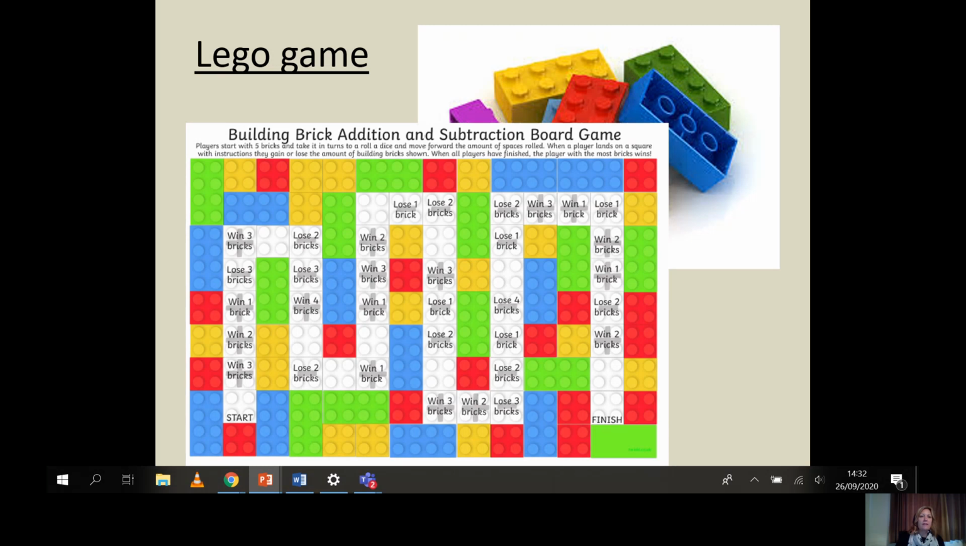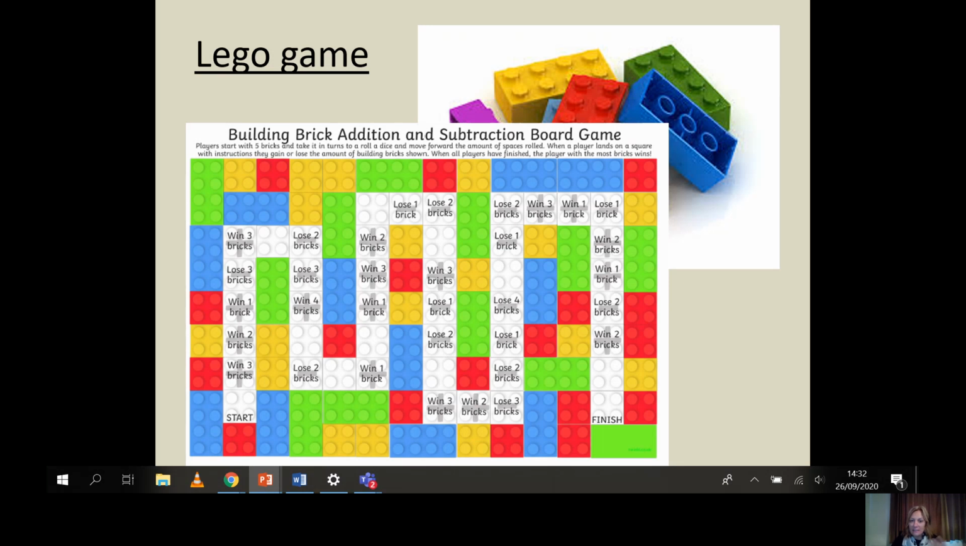Will also be sent to you. So you start with 5 bricks each and take it in turns to roll a dice and move forward along this track according to the number you roll. When a player lands on the stage with instructions, they gain or lose bricks. They win 2 bricks, lose 3 bricks. And you get to the end. When all players have finished, the player with the most bricks wins.